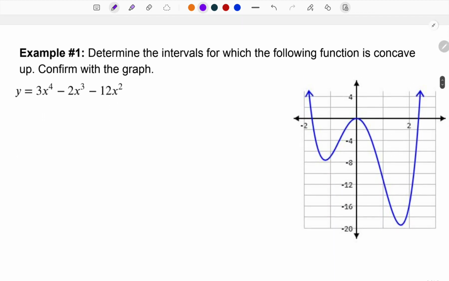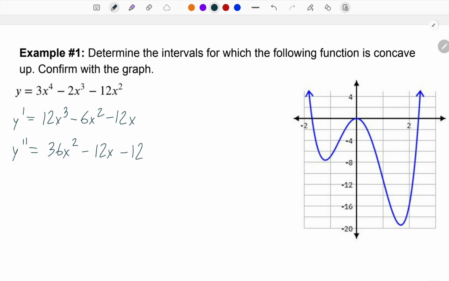So let's take a look at this function. We actually have the graph here, but we just want to do things algebraically just to confirm what the graph is telling us. So we want to determine the intervals for which the following function is concave up. So what we need to do is, first of all, compute the second derivative. So we need the first derivative first, which will be 12x cubed minus 6x squared minus 12x. And then the second derivative will be 36x squared minus 12x minus 12.